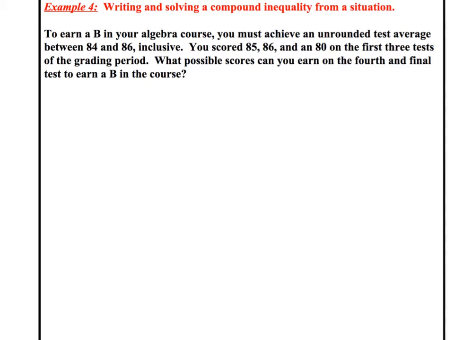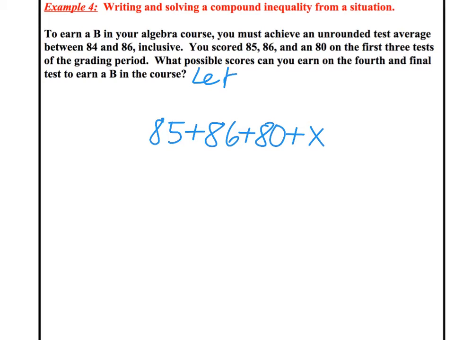So what we're going to do is use averaging. Remember, when we average, we add them all up and divide by how many there are. So we can go ahead and do that. So 85 plus 86 plus 80 plus my fourth test, which I could say x. If we're going to use x, we should say what it is. Let x be equal to the fourth test.